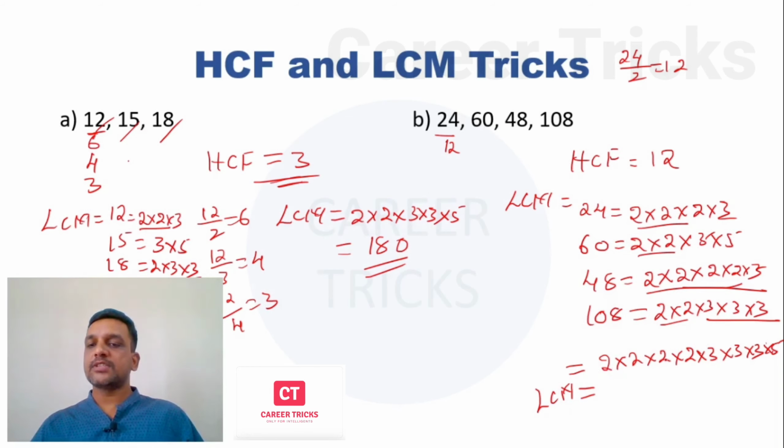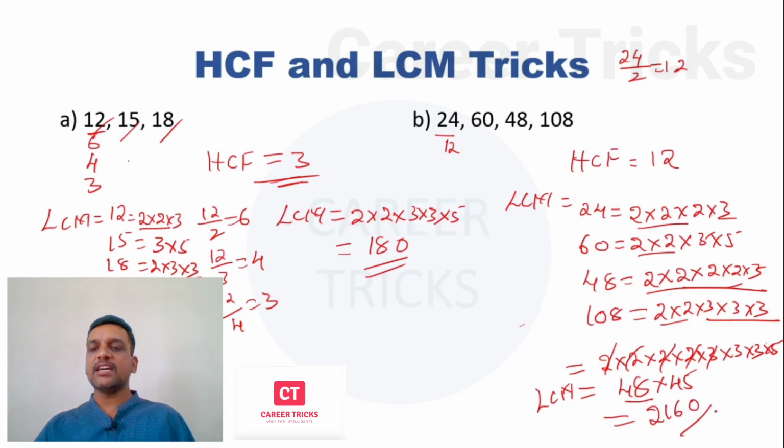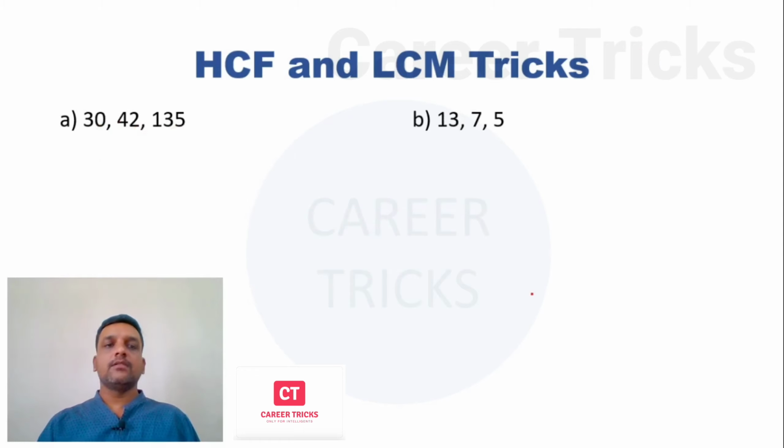2 2s are 4, 4 2s are 8, 8 2s are 16, 16 3s are 48. Up to this I finished. After that 5 3s are 15, 15 3s are 45. After multiplication of these two, what will we get? That is 2160, which will be the LCM for these numbers. HCF is 12, LCM is 2160. Next we'll solve the next problem, that is 30, 42, 105.